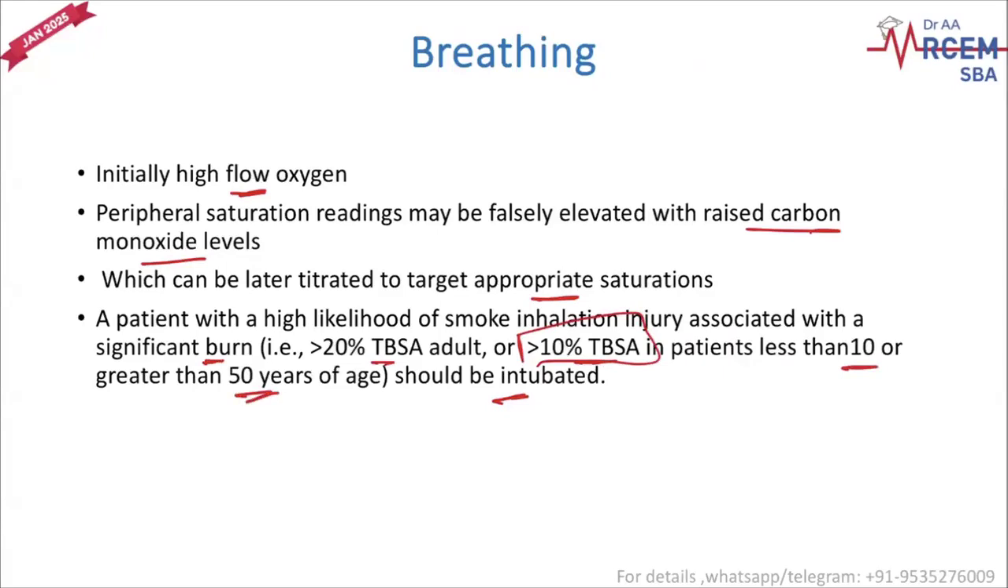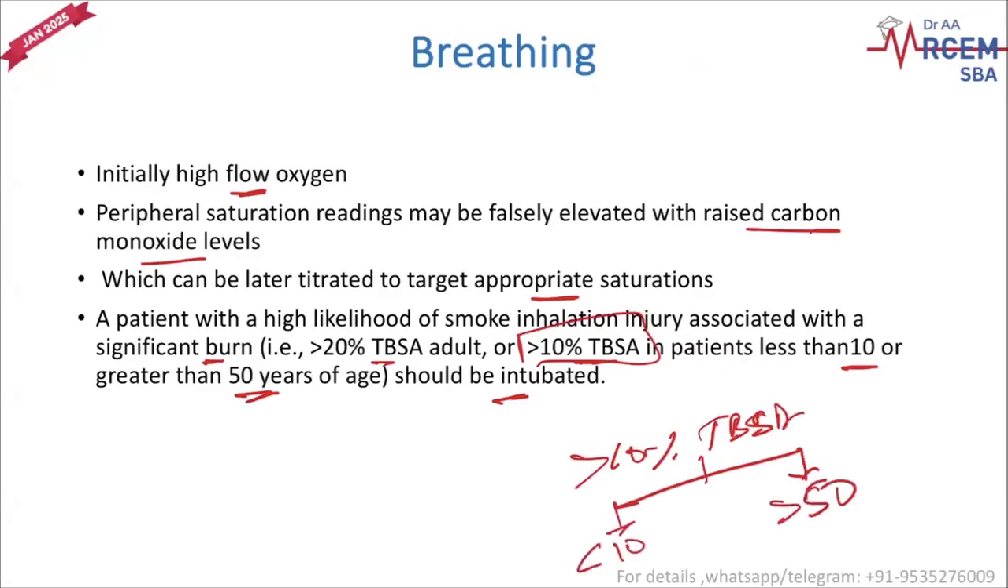Or in an elderly person who is more than 50 years age group. So at more than 10% total body surface area involvement in two age groups, what we'll be looking out for, less than 10 years or more than 50 years age group. In an adult, it should be more than 20%. Then you go ahead and intubate the patient if you're suspecting this patient might have smoke inhalation.